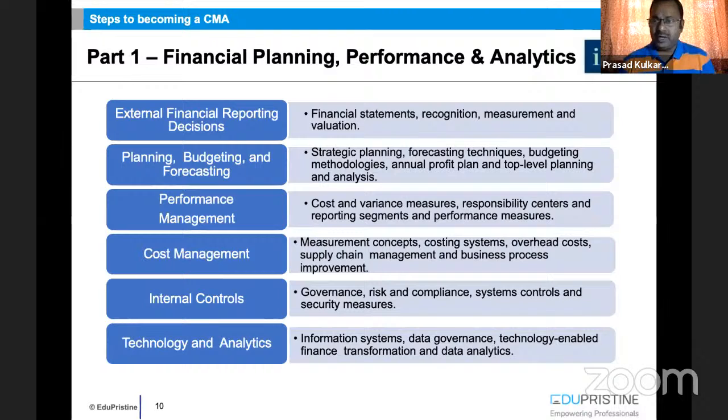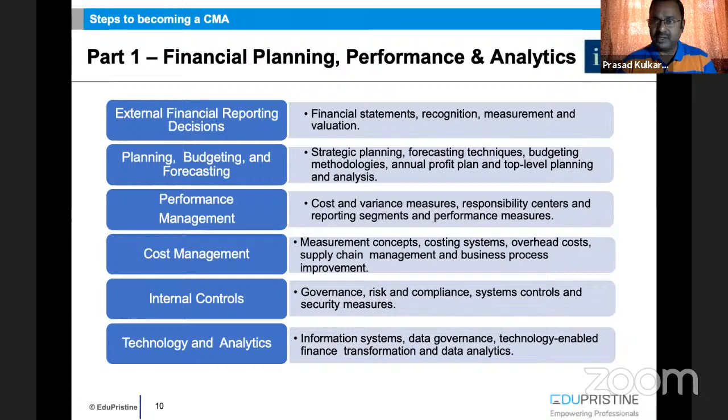Let us do a little bit of deep diving into each of the topics. External financial reporting decisions, part one. So it will start with financial statements. The basic statements. This is just the overview of what we have studied from 11th standard through BCom or MCom.